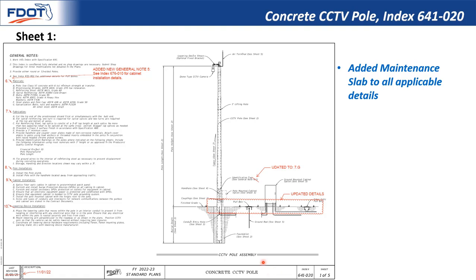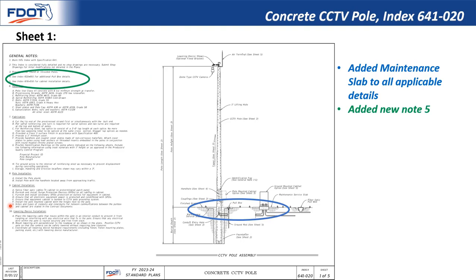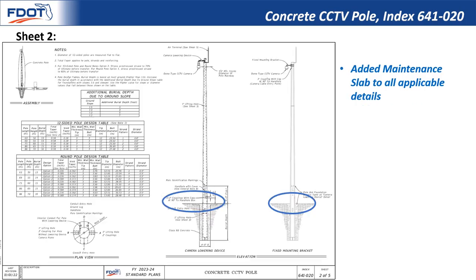See here that the updates were made to add the maintenance slab details like I discussed with Index 676-010. Okay, here is the final product. You can see we also added Note 5 to reference 676-010 for more cabinet installation details. And here is Sheet 2 with the maintenance slabs added.